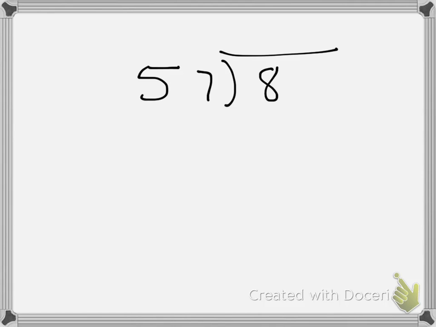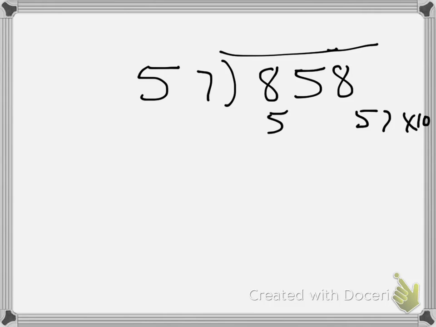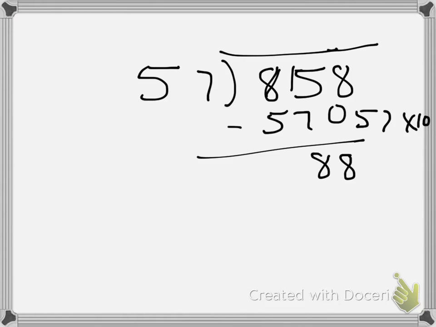Now I want you to try doing 57 going into 858 and see if you can get this. Push pause, try it. Okay, here we go. We're going to do 57 times 10, and that is 570. I have 8, subtract 15 minus 7 is 8. And then I have 7 minus 5 is 2, 288.